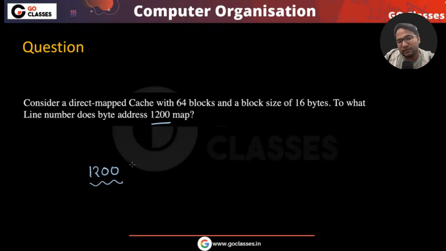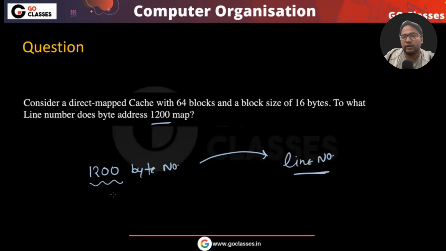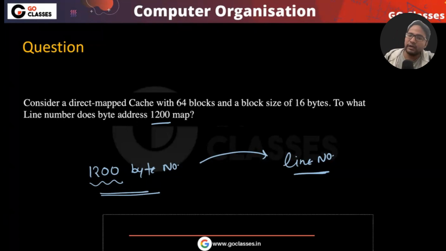So this is the byte number, or the address, and it maps to which line number? Can you solve this question? We can solve it by converting this 1200 into binary, and then I can see what the line number is. So you can definitely do it. Can anyone google the binary for 1200? Meanwhile, we can do it with binary, but I want you to do it with decimal. Can you do it with decimal?